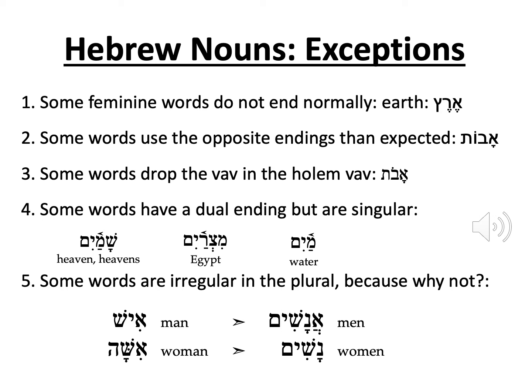And then finally, a 5th exception. As in English, some words seem to have absolutely no connection between their singular form and the plural. Man, ish, becomes anoshim. Women, isha, becomes nashim. Why? Why not? But again, you simply just get used to seeing it in the text. Simply just be aware that there are exceptions to these rules.